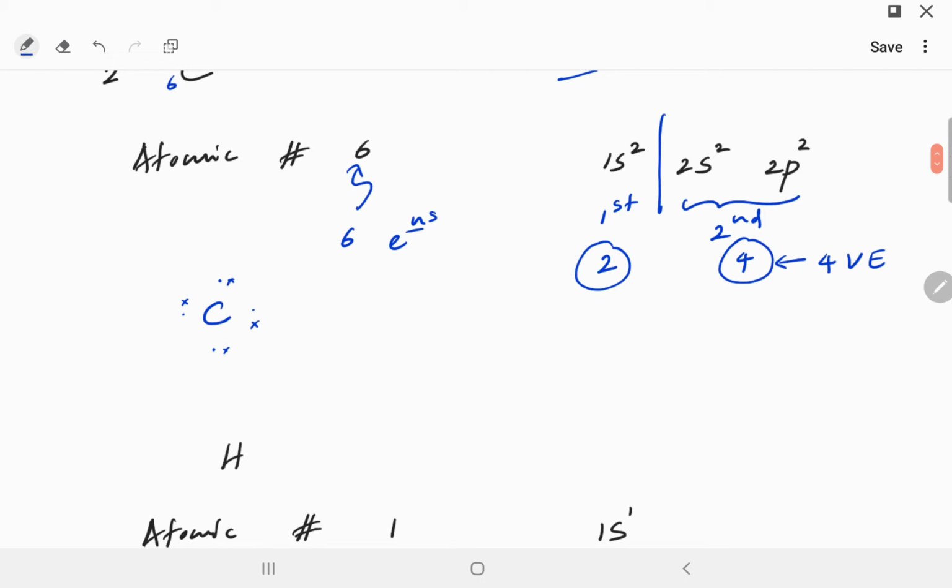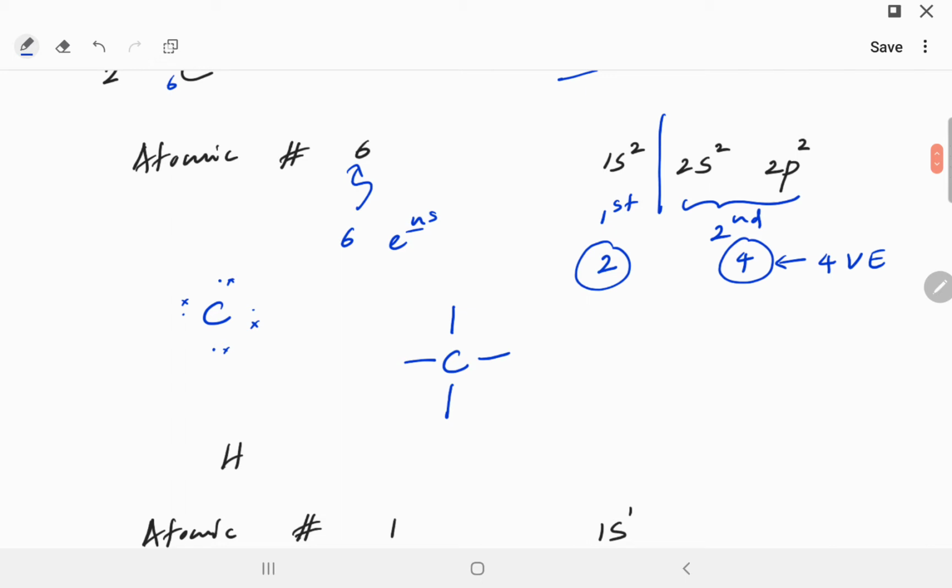So you remember from the bonding chapter, when you pair up these unpaired electrons, these paired electrons are considered to be bonds. So carbon can form a maximum of how many bonds? Carbon can form a maximum of 4 bonds. Okay, so that is important to remember.